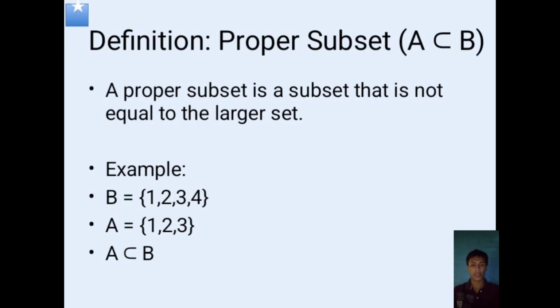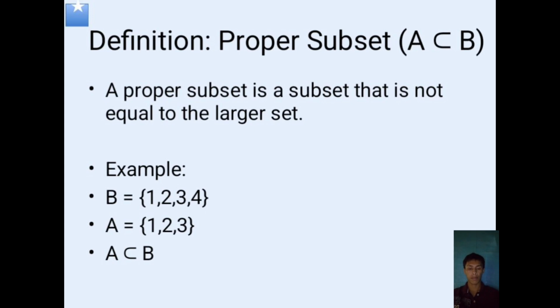So next we will discuss the proper subset. In the presentation there is an open and close parenthesis, and inside it there is a symbol between A and B. That symbol represents the proper subset. So that is the symbol of a proper subset.